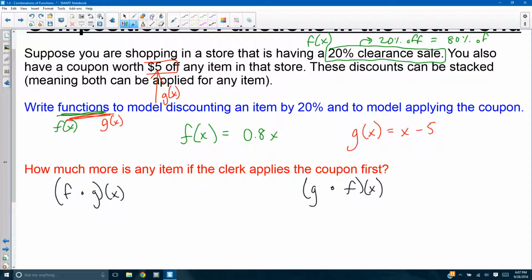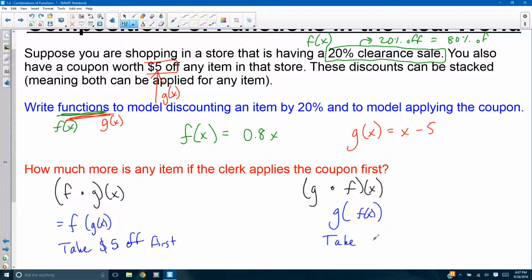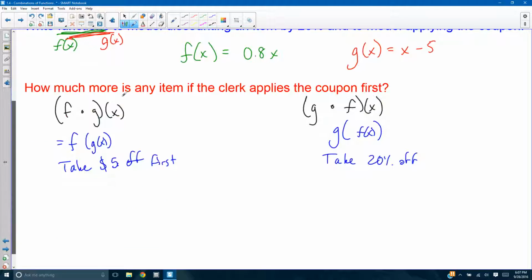Now, the difference between these two is this: if you take f of g of x, of course you do g of x first. So that means you take the $5 off first, and then you apply the coupon. Whereas g of f of x says you take the 20% off first, and then the $5 off. So if the clerk applies the coupon first, they say how much more. It makes it seem like if you apply the coupon first, you might be spending more money. So we'll see about that.